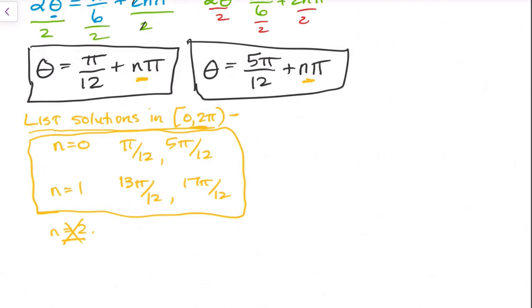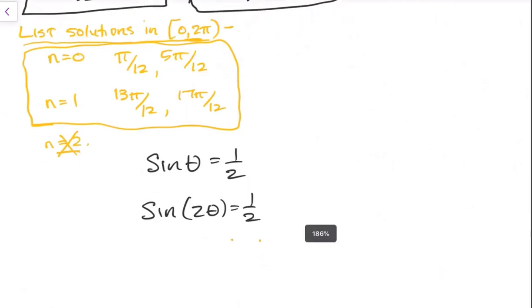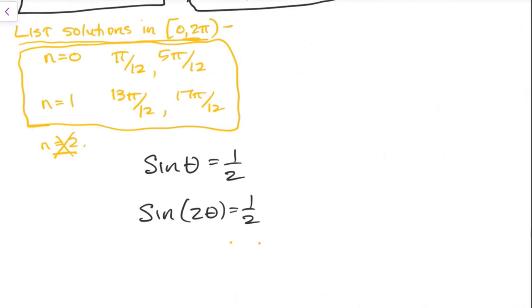Now, one thing to keep in mind too is that when we solved problems where our argument was a single theta, so if I had sine theta equals a half, and in this one we had sine of 2 theta equals a half, one thing that's helpful is to think that if I've got an argument that's just theta, then I know that there are two angles that have a sine value of a half.